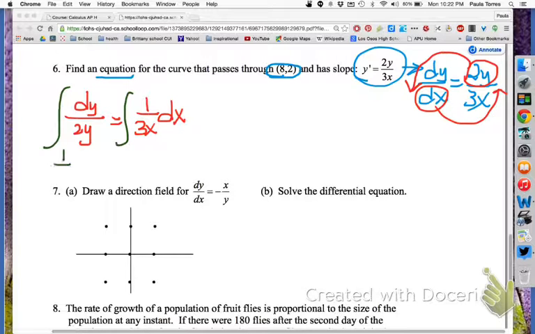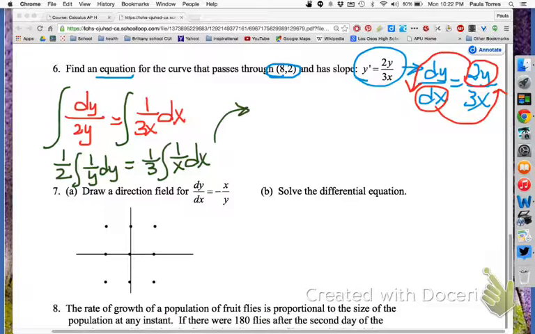So I could pull the 1/2 out, and then I'd have 1 over y dy. And I could pull the 1/3 out, and then I'll have 1 over x dx. So when I integrate, I get 1/2 natural log of absolute value of y and 1/3 natural log absolute value of x, and we'll put the c over here. I only need it on one side. It's easiest to keep it on the x side just to be consistent.